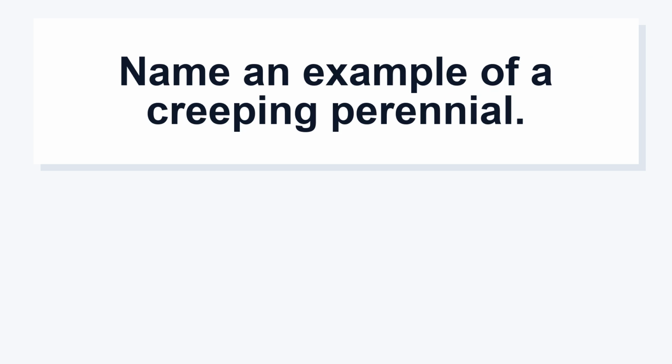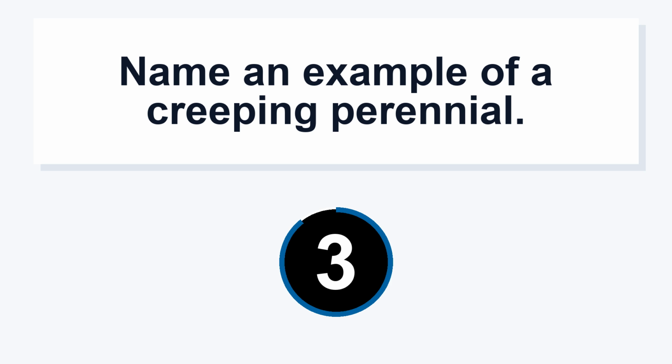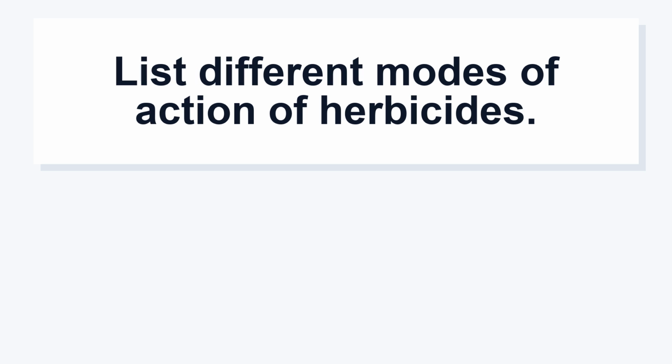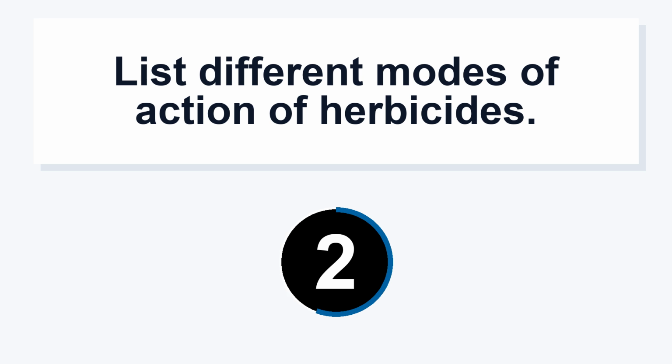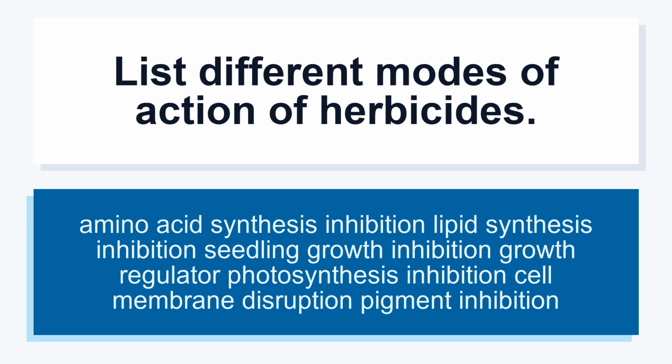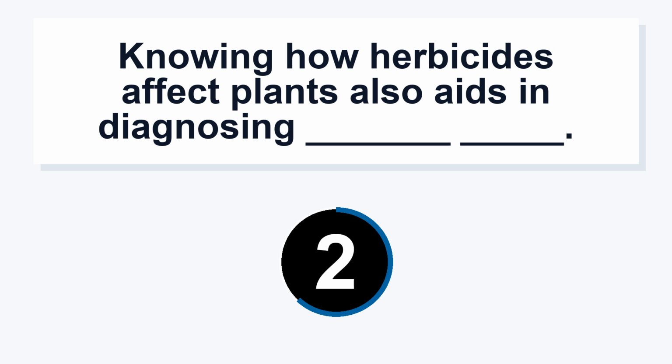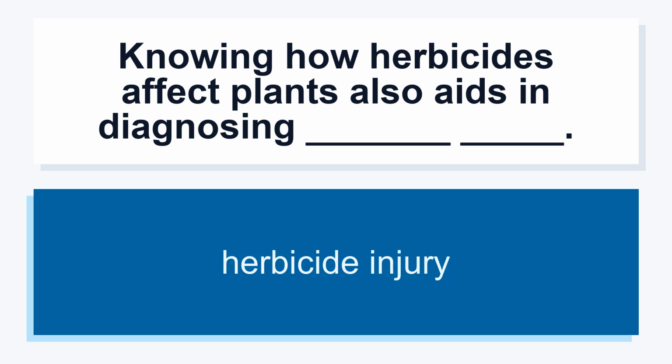Name an example of a creeping perennial. Canada thistle. List different modes of action of herbicides. Amino acid synthesis inhibition, lipid synthesis inhibition, seedling growth inhibition, growth regulator, photosynthesis inhibition, cell membrane disruption, pigment inhibition. Knowing how herbicides affect plants also aids in diagnosing herbicide injury.